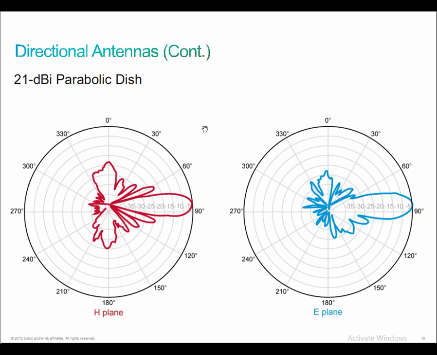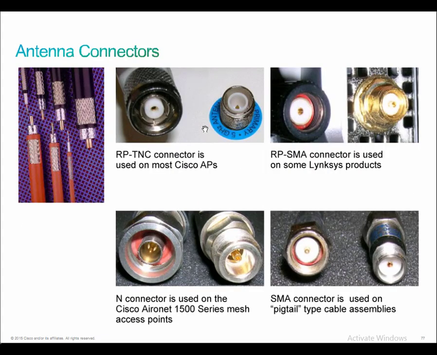Now, depending on the manufacturer, depending on the actual access point and the physical equipment, you'll have different types of connectors. Cisco typically uses an RP-TNC connector, and other vendors have other types of connectors. I'm sure you guys have seen the SMA connectors before, or RP-SMA, MC connectors, MMCX connectors, and so on. But Cisco will typically use the RP-TNC connectors.